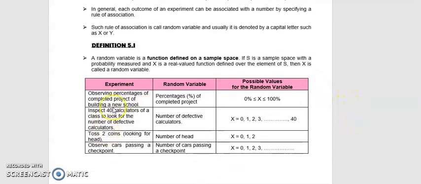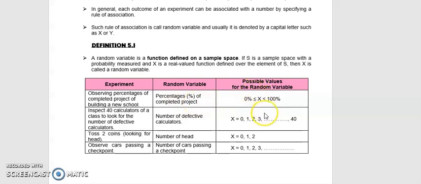The first one, the experiment is observing the percentage of completed project of building a new school. So what is the random variable? Recall what a variable is from chapter 1. A variable is defined as a characteristic or what we want to study. So in experiment 1 here, we want to observe the percentage of completed project. So the variable here will be the percentage of completed project.